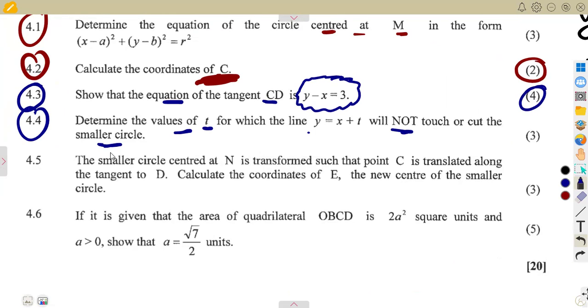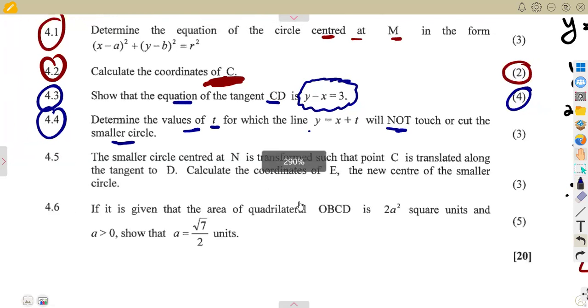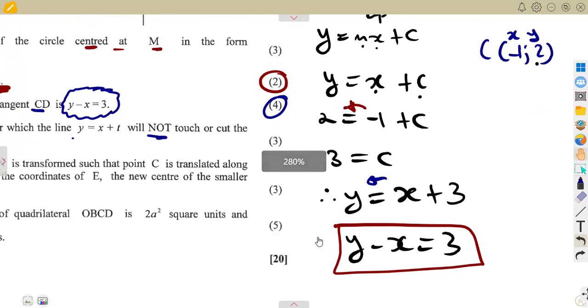Okay, y is equal to x plus t. This line is not supposed to touch or to cut the smaller circle. This line that we just calculated, its equation, this tangent, remember we said a tangent. What a tangent does, it touches the circle like this. And this is the one that we calculated its equation: y is equal to x plus 3.